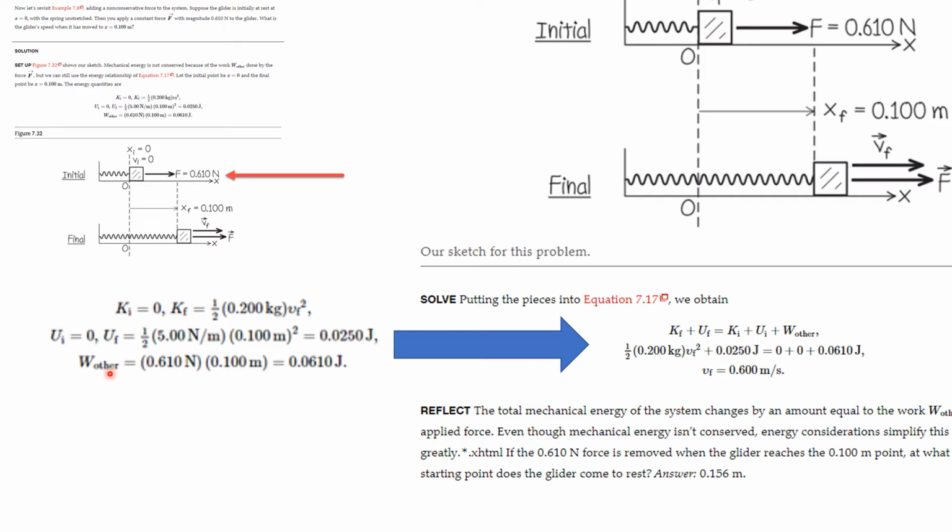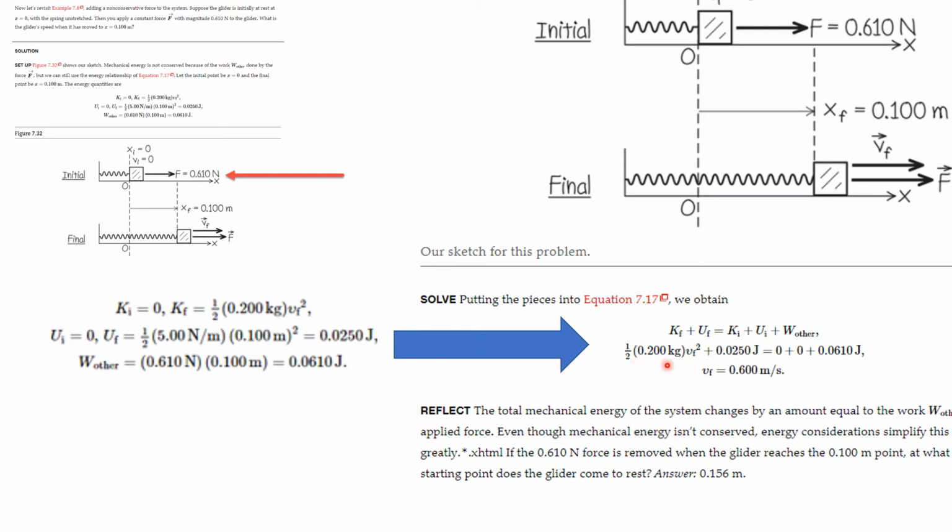And the other, we know that this force of 0.610 newtons is applied through 0.1 meters, and so I multiply those things together, and that means this is 0.0610 joules. So that is the force that is being applied times the distance, which is the work. That's the other work. Okay, so now we're going to put this together then. We have that the final kinetic energy plus the final potential energy is equal to the initial kinetic energy plus the initial potential energy plus what was added to the system.